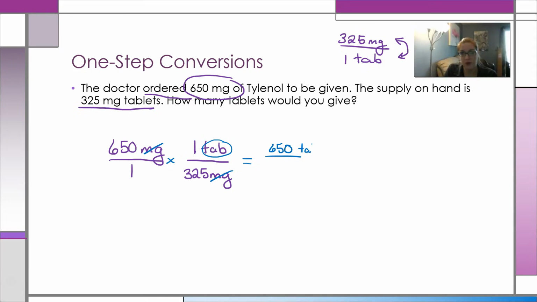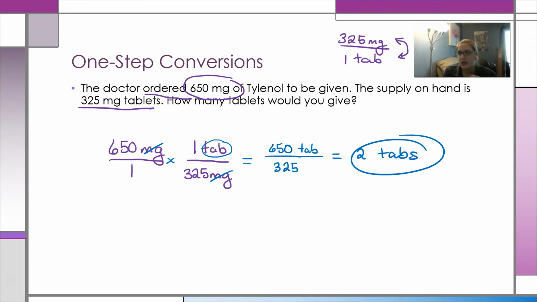And we're going to bring over our units, if there's any units left over, 650 tablets. 1 times 325 is just 325. The units canceled, so there's no more units there. Now we just need to take the top number and divide it by the bottom. So 650 divided by 325 is 2. We need to give our patient 2 tablets.